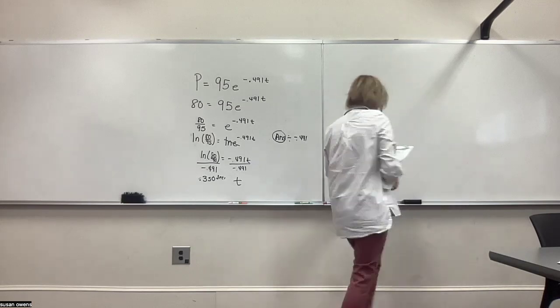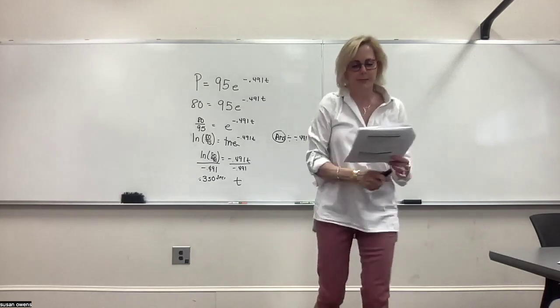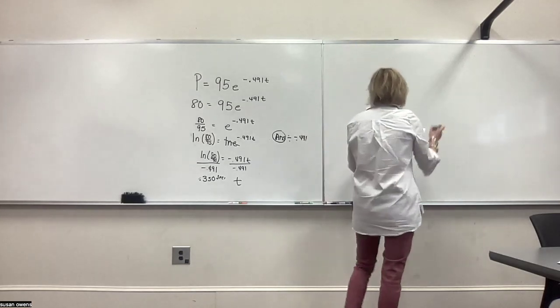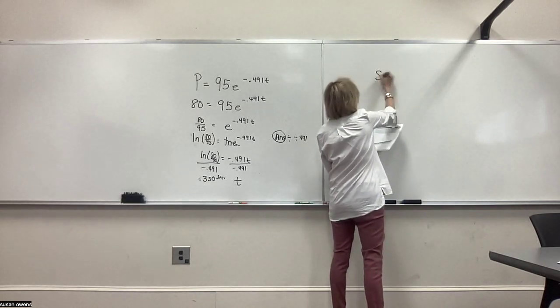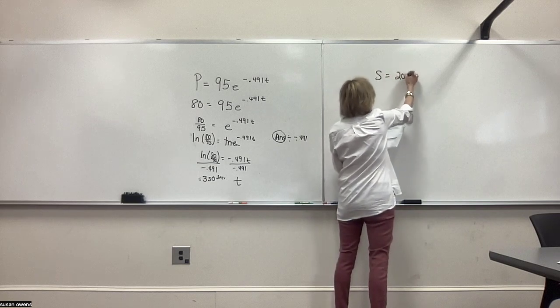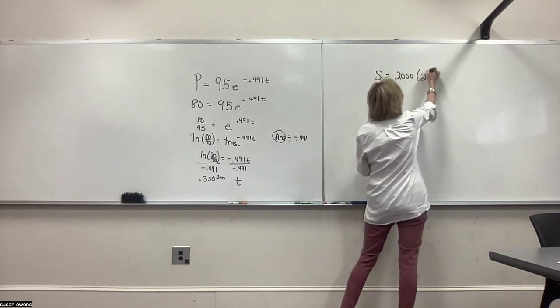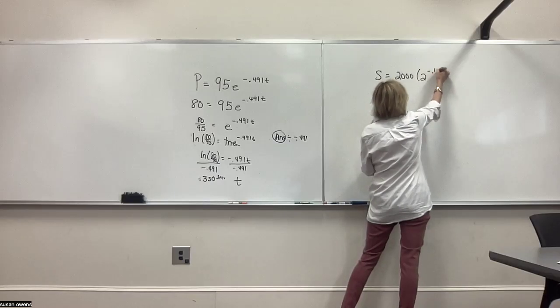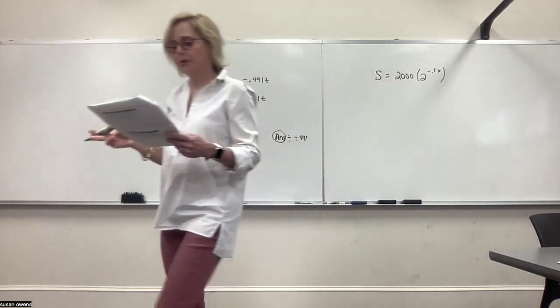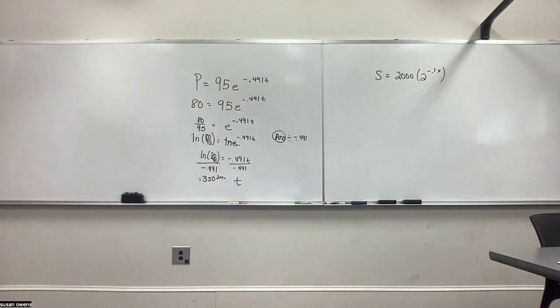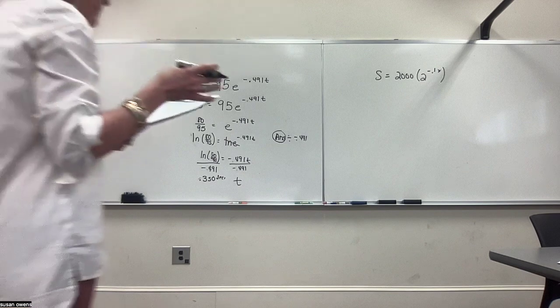All right, a company finds that its daily sales begin to fall after the end of an advertising campaign, and the decline is such that the number of sales is S equals 2,000 times 2 to the negative 0.1x, where x is the number of days after the campaign ends. How many sales will be made 10 days after the campaign? So what does the 10 represent? It's a number of days. It's the x, because it says x is the number of days.